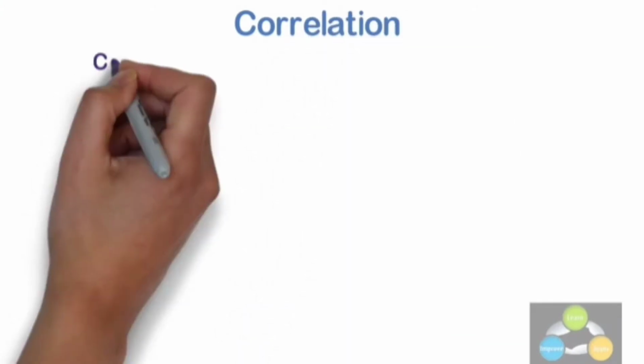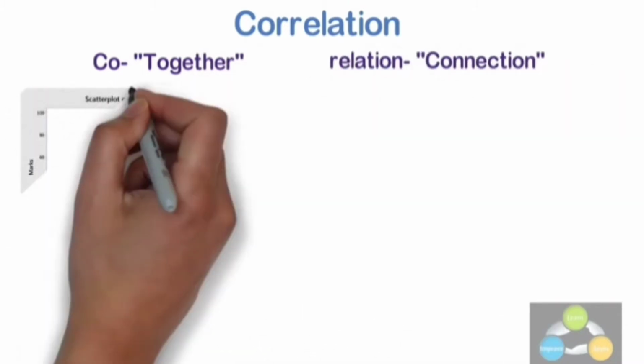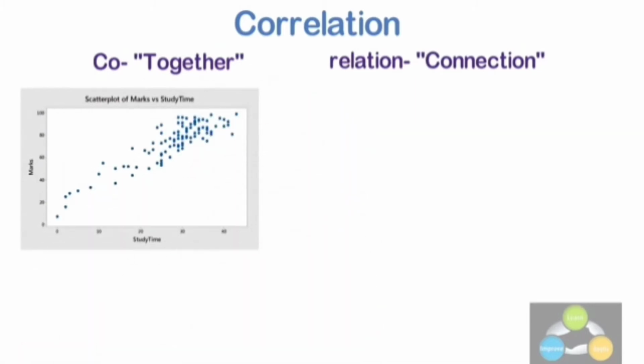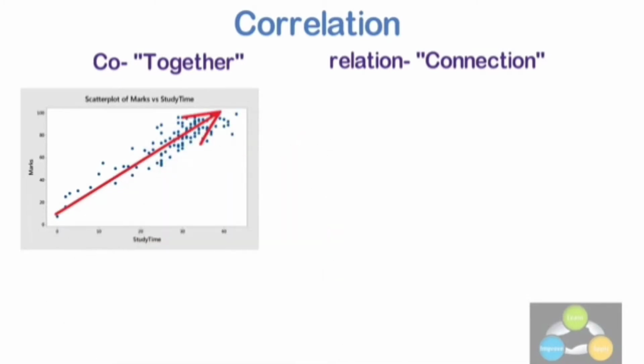Correlation. The term correlation is a combination of two words. Co means together and relation means connection. Correlation is done at the time of study of two variables. The unit change in one variable is reflected by an equivalent change in the other variable, directly or indirectly.